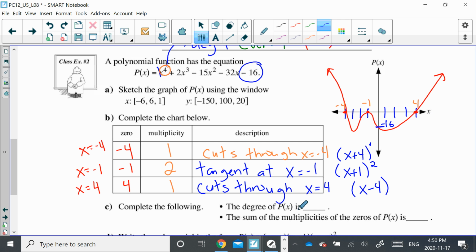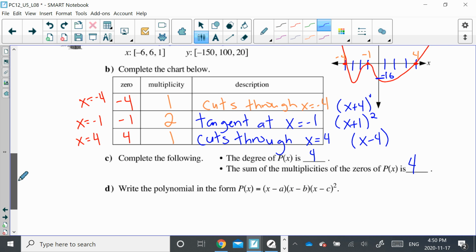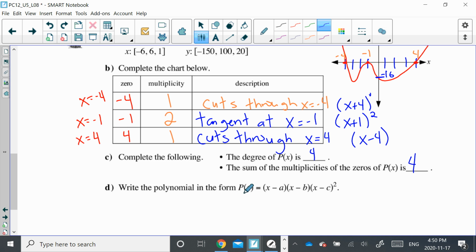Okay, the degree of this polynomial function, that tells me the degree. It's a 4th degree polynomial function. The sum of the multiplicities must add up to the degree. So the sum of the multiplicities is going to be 4. Write the polynomial function in the form of p of x is equal to. So basically it wants this in factored form. And it wants my 2 multiplicities of 1 to be first, and then it wants that multiplicity of 2 to be here.